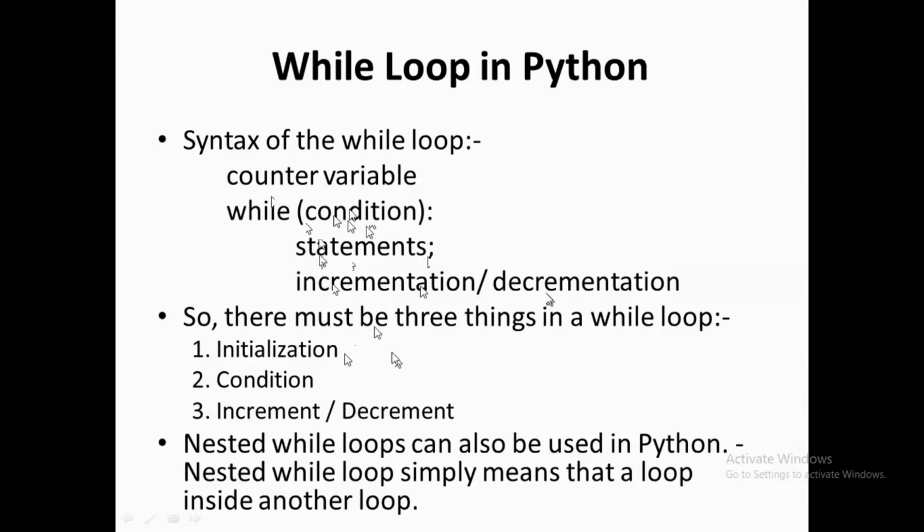For executing that while loop, three things must be there: initialization, condition, and increment or decrement. These three should be there for using the while loop. And nested while loops, we can also use nested while loops in Python. That means a while loop inside a while loop, we can use if we want.